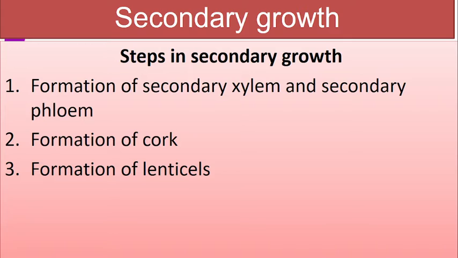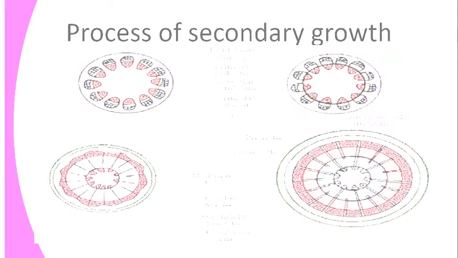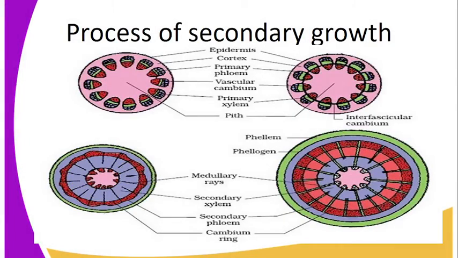So there are steps in secondary growth. The first step is the formation of secondary xylem and secondary phloem. Number two, formation of the cork. And number three, formation of the lenticels. Let's describe what happens.